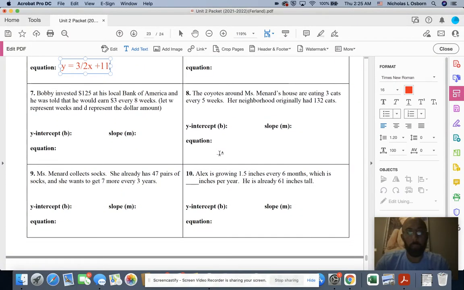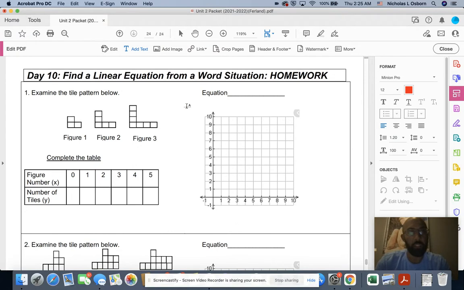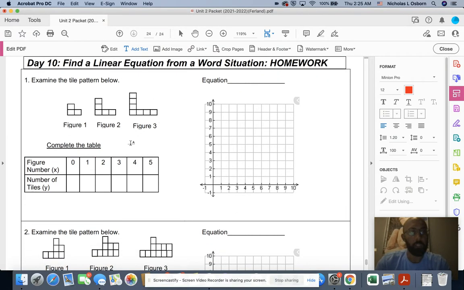For you in class. The rest of this stuff down here is all review. You're going to have to figure out how many tiles there are here. There's 3, then there's 5, then here there's 7. Then I'd fill in this table. Remember figure 0. If figure 1 is 3, you might notice the pattern is +2. We're adding 2 each time. So that means figure 0 would have had 1 tile. So I put 1 here, then 3. Let's see if I can get this filled in.